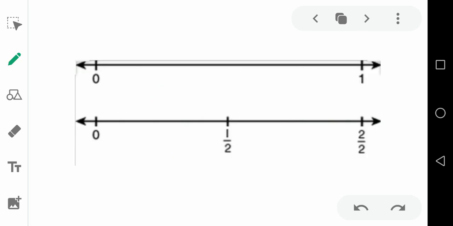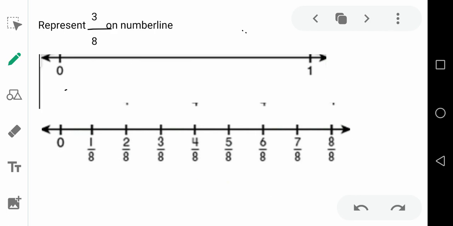This is the same as what we have done. Represent 3 by 8 on the number line. The first step is to draw the number line and mark 0 and 1. Then you check the denominator. What is the denominator here?